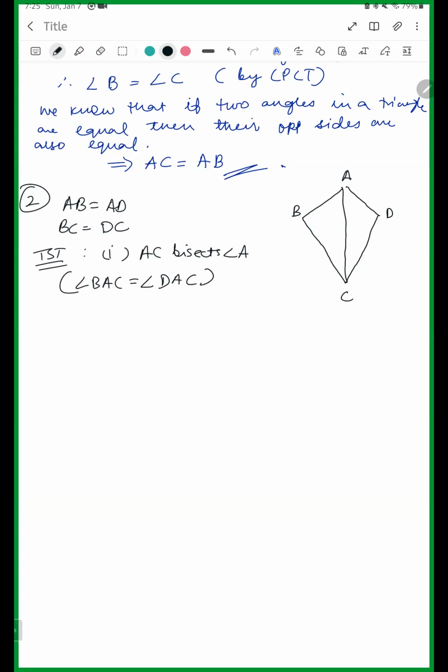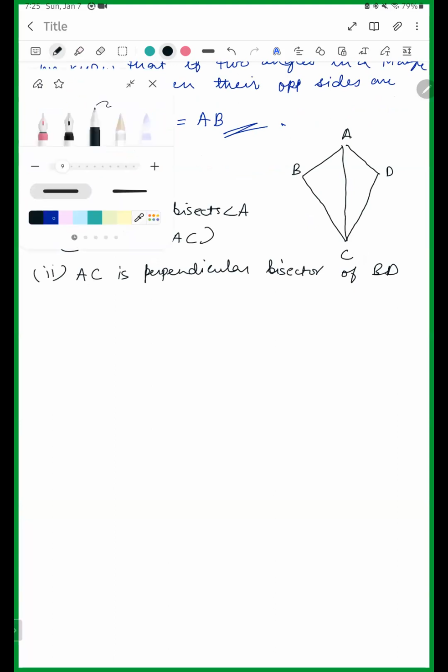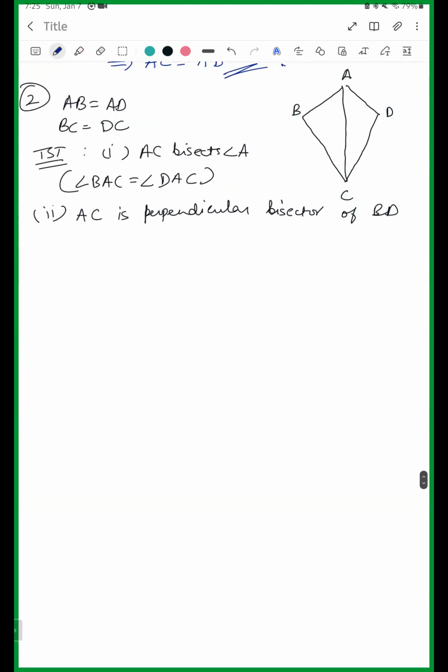This is a very easy question. And AC is a perpendicular bisector of BD. So the first part is very easy. Who will tell me how to do the first one? Look at the figure. It's very simple. Who can tell me?